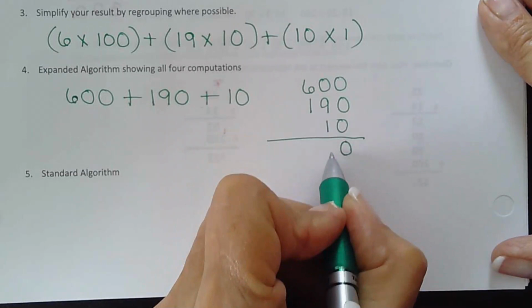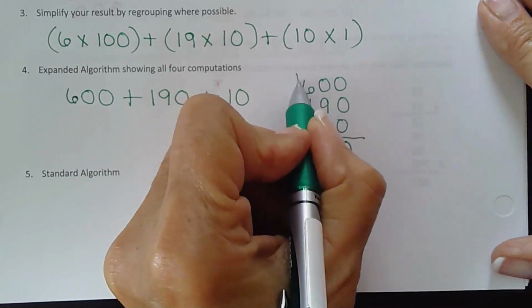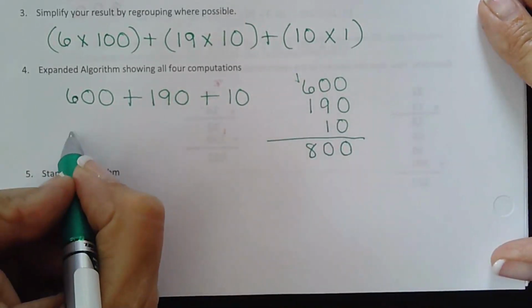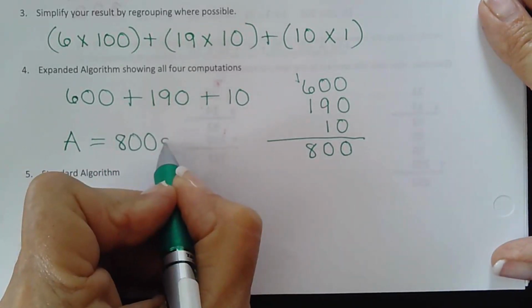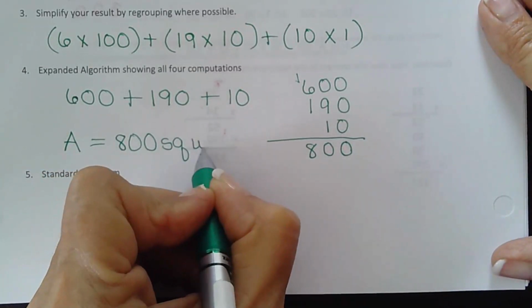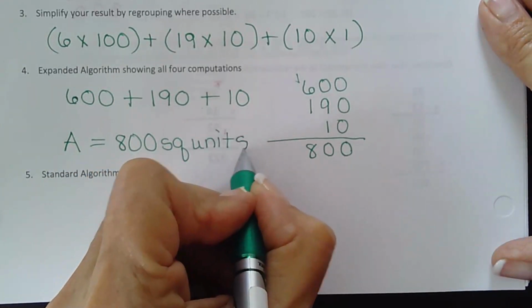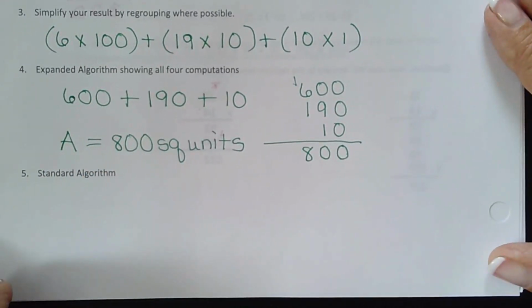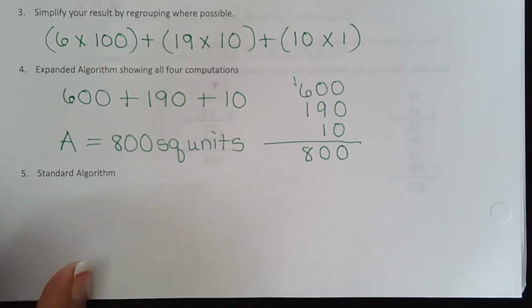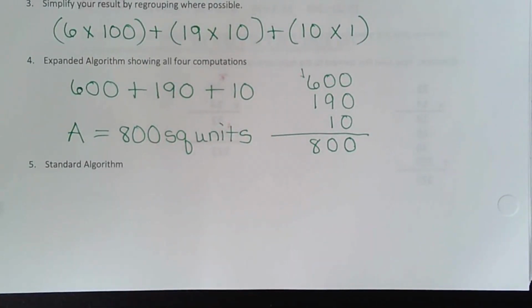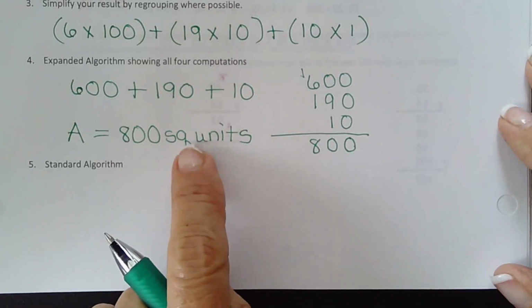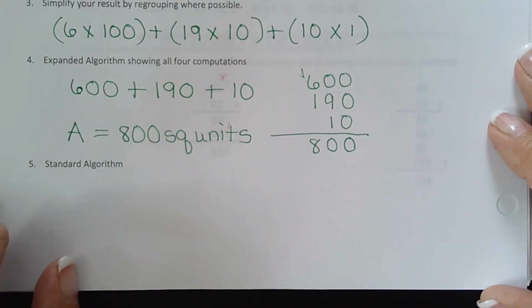9 plus 1 is 10, 6, 7, 8. So I know the area equals 800 square units. They didn't tell us what they are, so we'll just say units. And area is always squared. We go over that in our geometry section in Module 4. But it's always something squared, meters squared, inches squared, feet squared. So when we don't know the units, we just say square units.